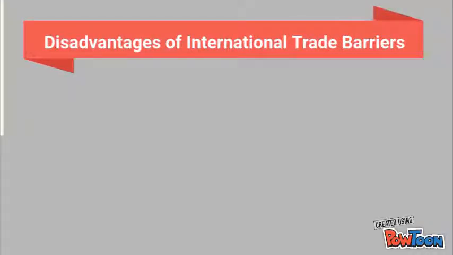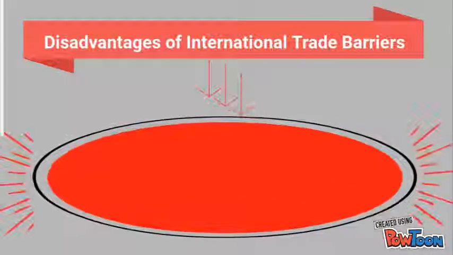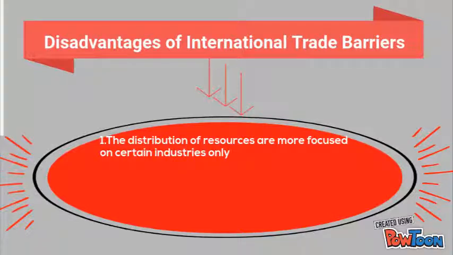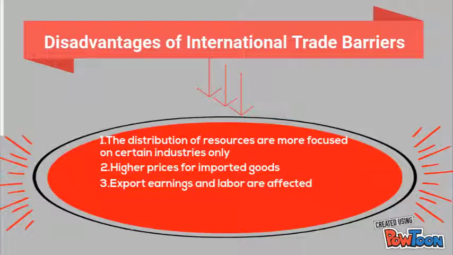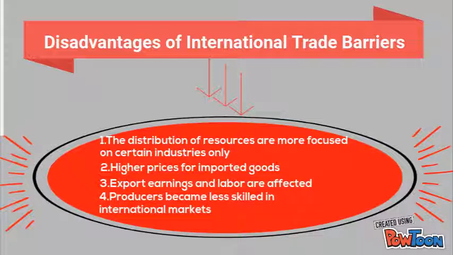Disadvantages of international trade barriers. 1. The distribution of resources is more focused on certain industries only. 2. Higher price for imported goods. 3. Export earnings and labor are affected. And 4. Producers become less skilled in international markets.